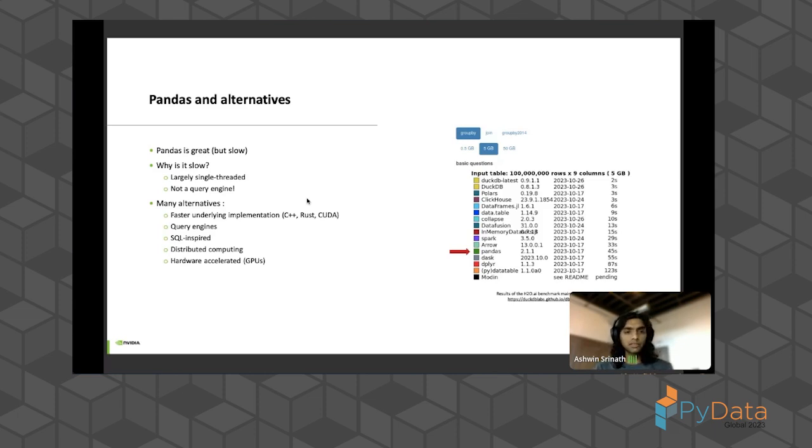So why is pandas slow? It's for two reasons. The first is that pandas is largely single-threaded, which means that it can't use more than one CPU core on your machine. And it's not a query engine like a lot of these frameworks and libraries are.